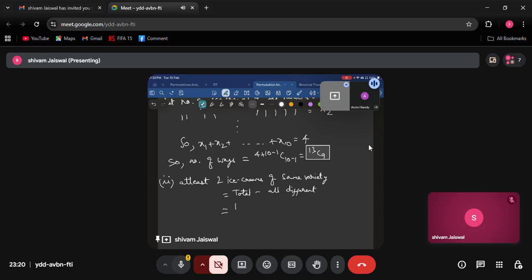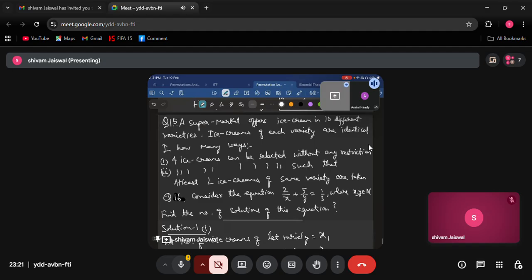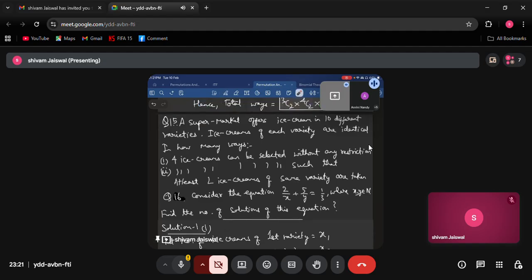So what is the total number of ways? 13C9 minus, in how many ways can you select 4 ice creams such that there are 4 different varieties? 10C4. It meant that among the varieties you're selecting, there needs to be at least two. At least 2, I understood. Basically, at least 2 ice creams of the same variety should be taken. See, it is written. Is it clear?